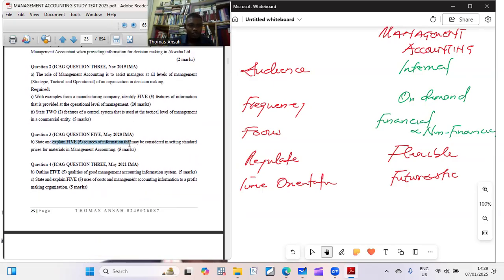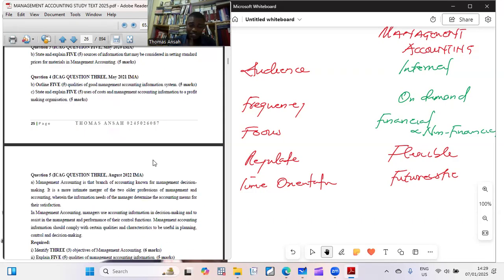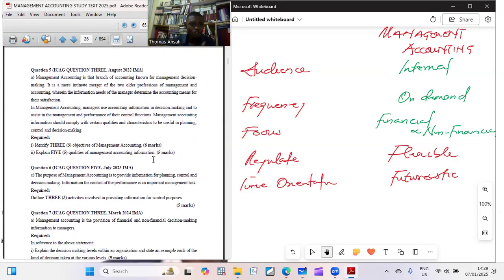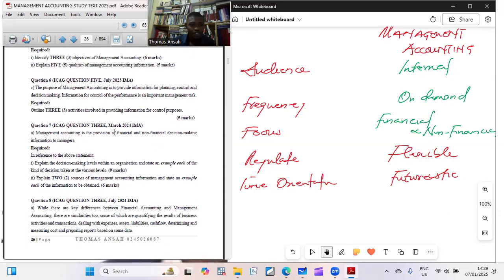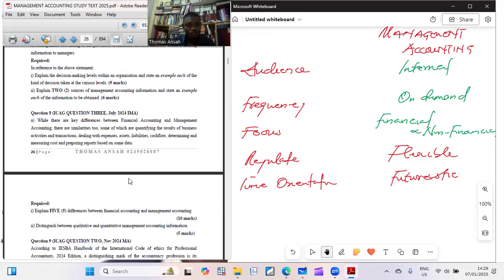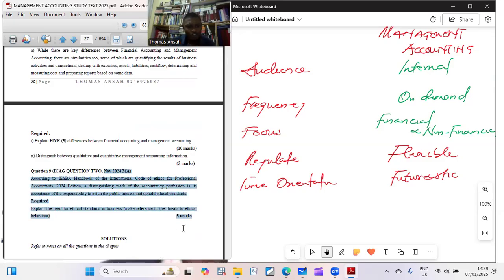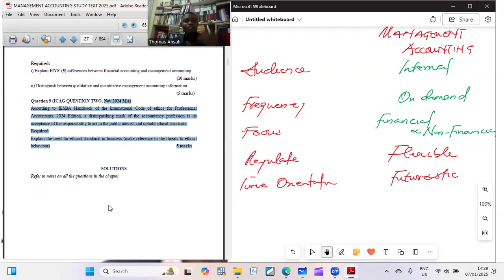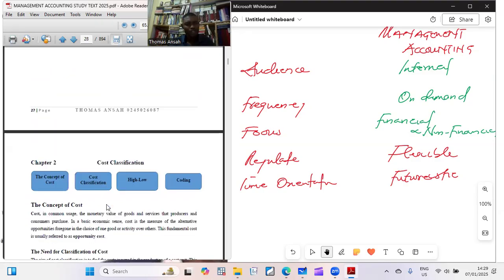All right. Explain sources of information. State and explain 5 sources of information that you'll be considering. Of course, we talk about some of the external and the internal, especially the tactical people. All right. So basically, that is the operational people. So take a look. You go through the past questions. March 2024, July 2024, November 2024, all these things. So if you get the manual, when you deal with the chapter, you deal with all the past questions, then you know you are secured for that part. All right. So that is that.